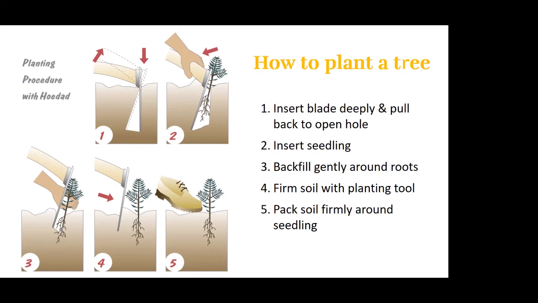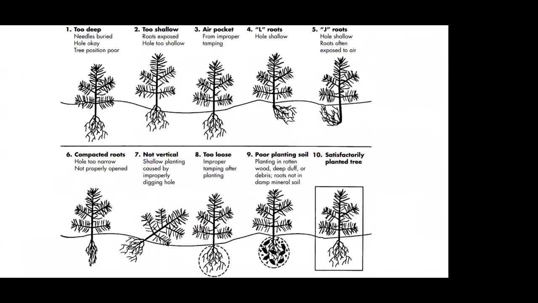Prepare the site by clearing snow, bark, limbs, and other debris from around the planting spot. Dig the planting hole as shown. Remove the seedlings from your bag or bucket one at a time. Then you're going to plant your seedlings straight with no air pockets. Easy peasy, right? A little bit more complicated than that.